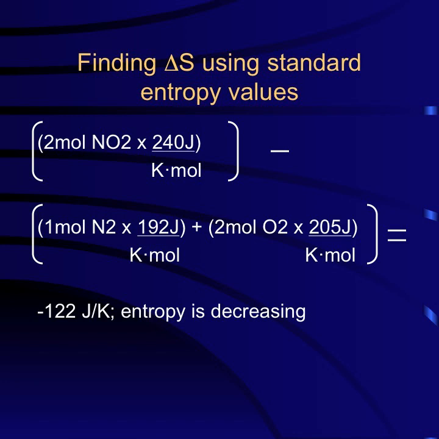Since it's negative, it means that entropy is decreasing, that the chaos is decreasing. It means that it's becoming more organized. Should make sense. You went from 3 moles of gas to 2 moles of a gas, and 2 different substances to 1 substance. It got more organized.